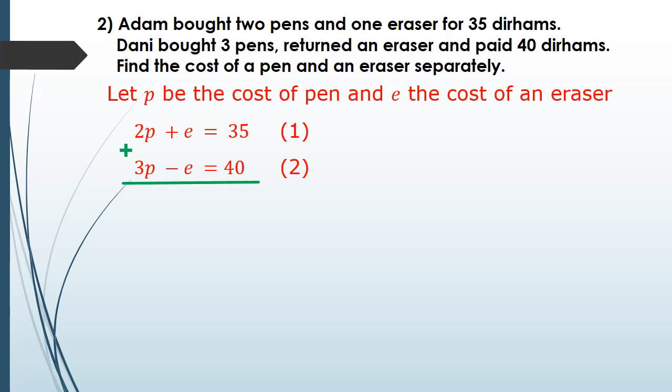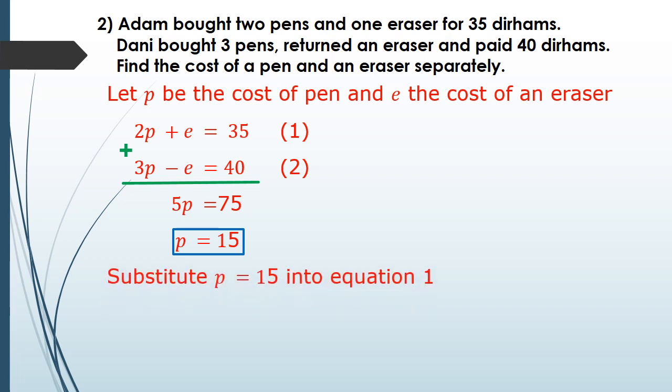2p plus 3p is 5p. Positive e, negative e, it will be eliminated. 35 plus 40 is 75. So by adding the two equations, I get a new equation, which is 5p equals 75. To find the value of p, divide the two sides by 5. 75 divided by 5 is 15. So the cost of a pen is 15 dirhams. I still have to find the cost of an eraser.